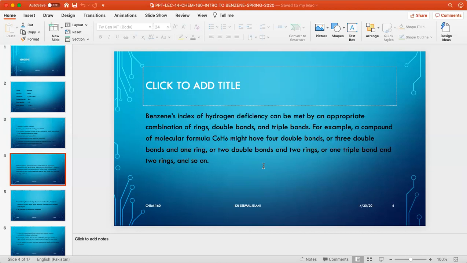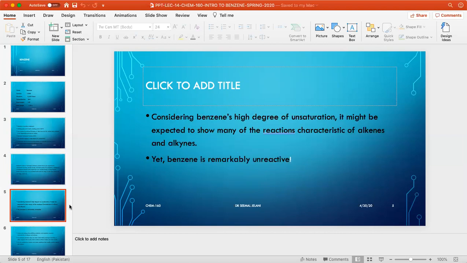So benzene's index of hydrogen deficiency can be met by an appropriate combination. If the index of hydrogen deficiency is 4, then it must have rings, double bonds and triple bonds. For example, the C6H6 molecular formula might have 4 double bonds, or 3 double bonds and 1 ring, or 2 double bonds and 2 rings, or 1 triple bond and 2 rings, and so on. Considering benzene's high degree of unsaturation, it might be expected to show many of the reactions which are characteristic of alkenes and alkynes.